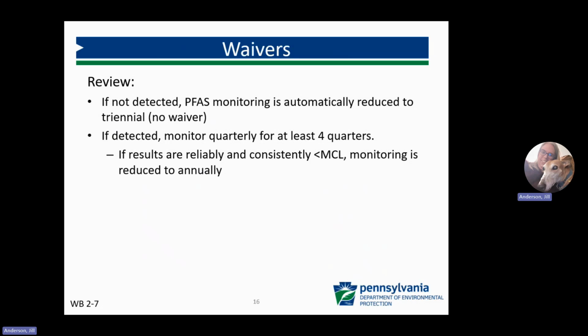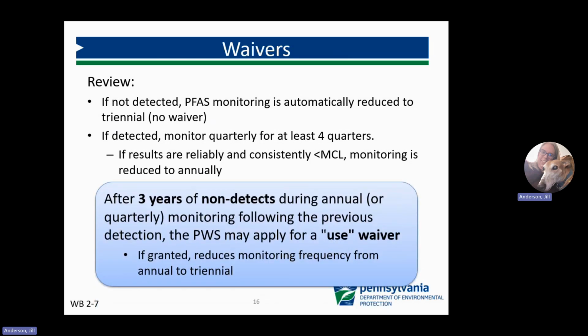So this is where we pick up the discussion on monitoring waivers. After 3 years of non-detects during annual or quarterly monitoring following a previous detection, the water system may apply for a use waiver. If granted, the waiver reduces monitoring from annual to triennial. This is not a complete waiver from conducting any monitoring, but a waiver to monitor triennially instead of annually. And no susceptibility waivers will be granted by the department for PFAS.